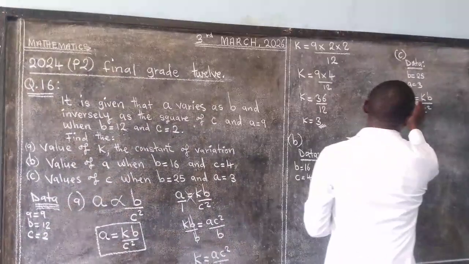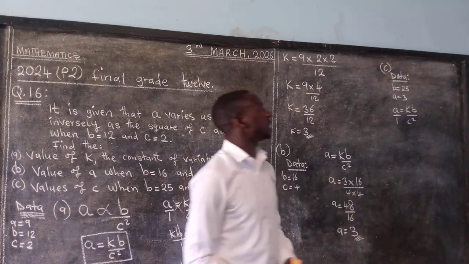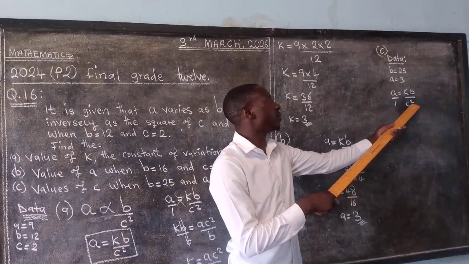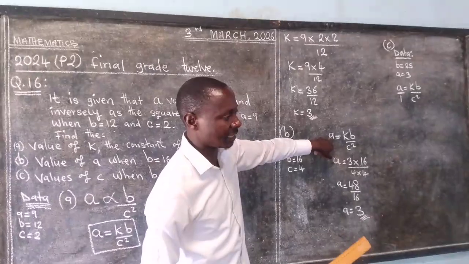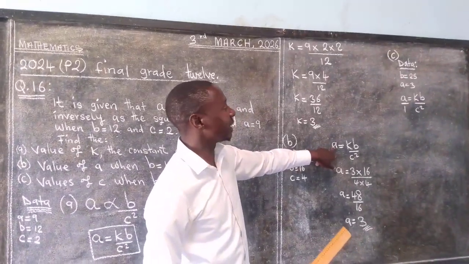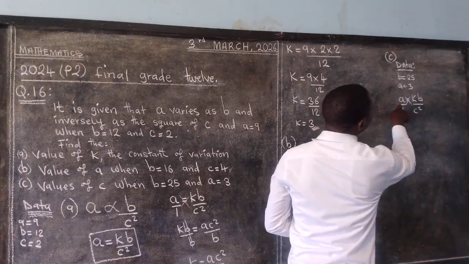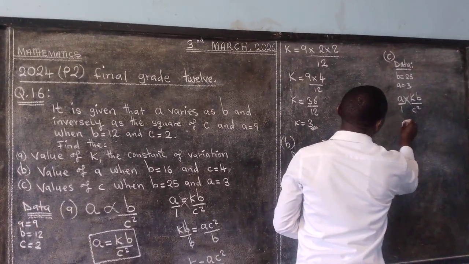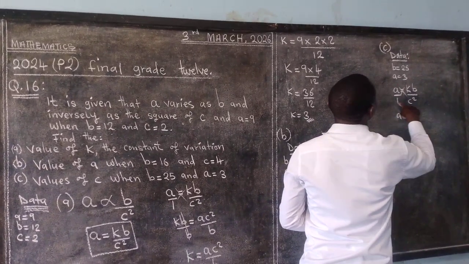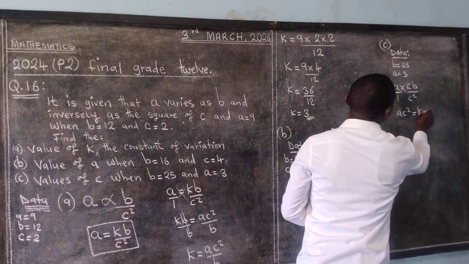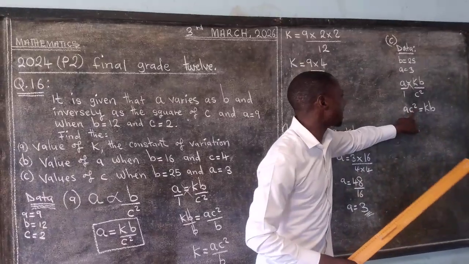Let's make C the subject of the formula. We want C equal to something, first making it alone. Are we together? Yes. So we are going to cross multiply here. A times C squared, AC squared, is equal to 1 times KB, KB.